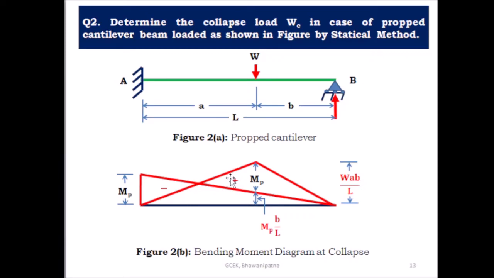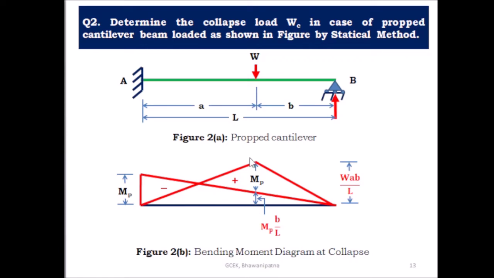In this case, first we treat it as simply supported, and due to this we can draw the positive bending moment diagram, and due to the fixed end we can draw the negative bending moment diagram. Here in the negative bending moment diagram, the maximum moment at the fixed end is equal to MP. But in the positive bending moment diagram, the maximum moment occurs at the loading point.